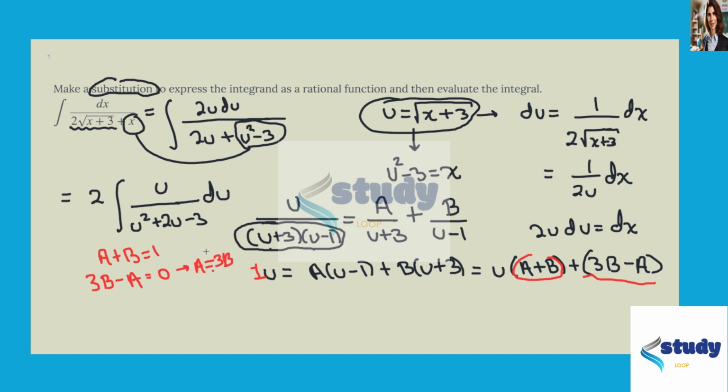Plug that into the first equation. Get 4b equals 1. So b is 1/4. And then we have a equals 3/4. So let's just go ahead and plug in these a and b values into our partial fraction decomposition, and then we'll integrate. So I'm running out of room here. Let me go to the next page.